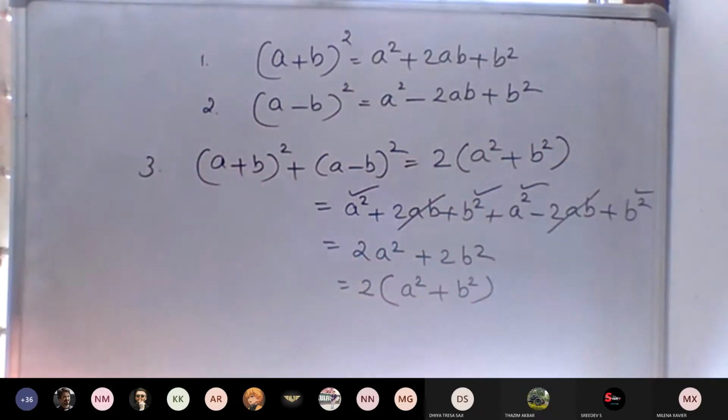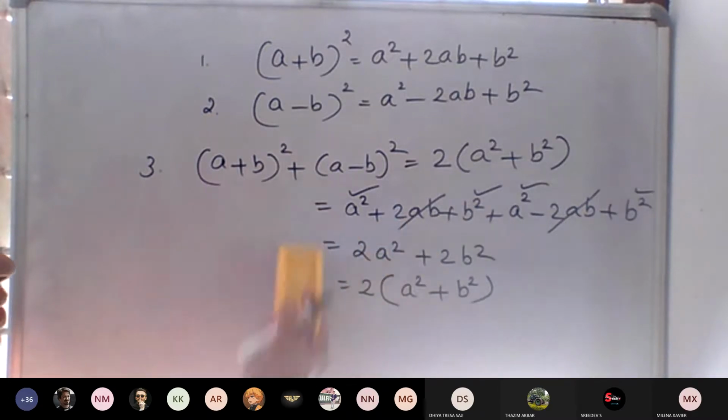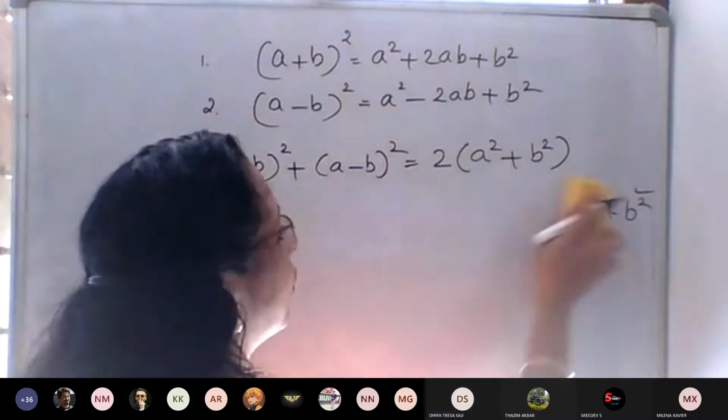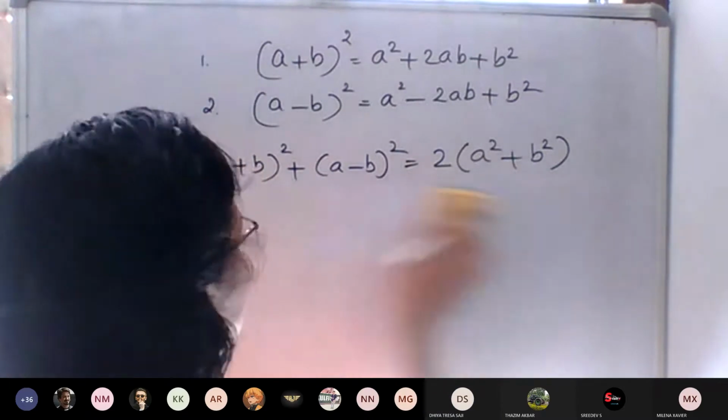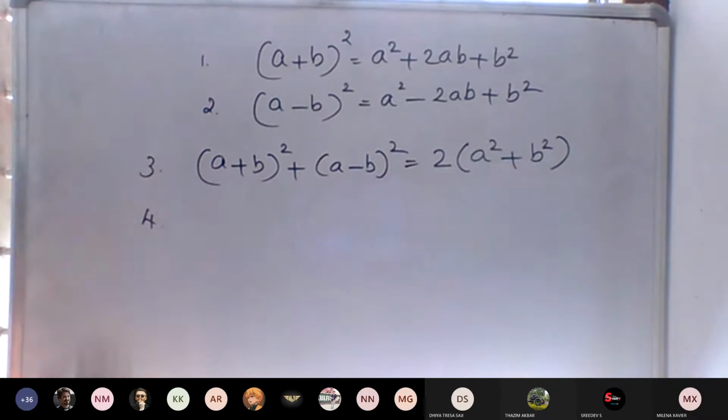Okay. If anyone needs it, write this in your rough book, (a plus b) whole square. You need this? No need, no? Directly study the formula. Study the formula by heart. Okay. So next is the fourth one.